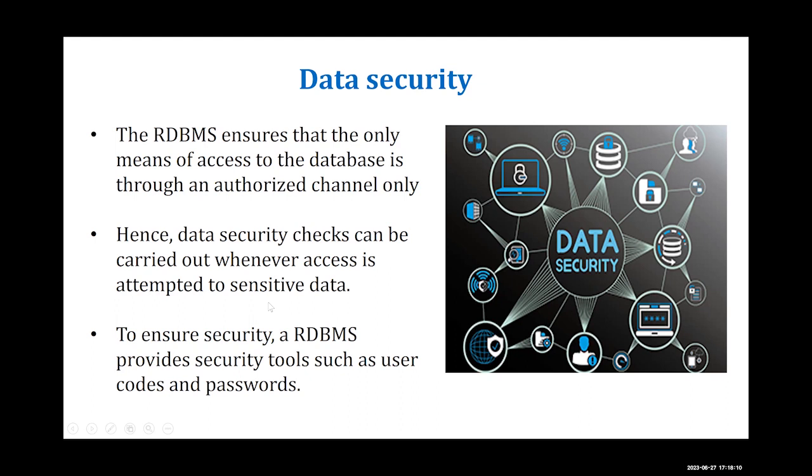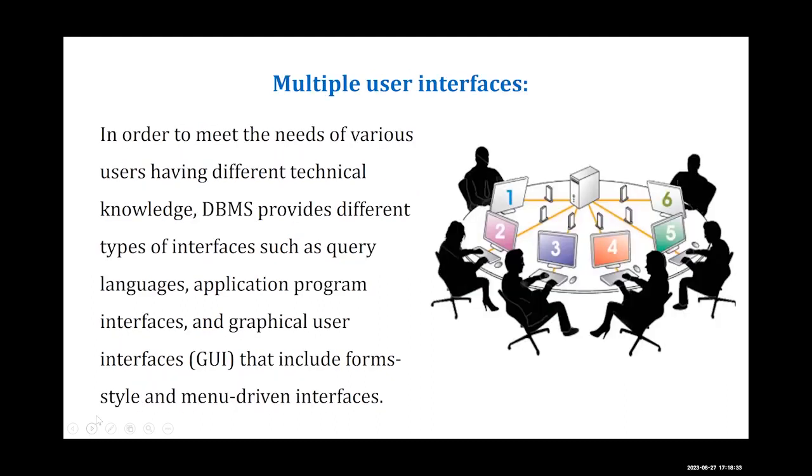To ensure security, an RDBMS provides security tools such as user codes and passwords. Different checks can be established for each type of access. So that can be addition, modification, deletion, etc. to each piece of information in the database. So every time somebody wants to update or delete or modify, we can provide a security check like a password. Okay, with that we can ensure the security.